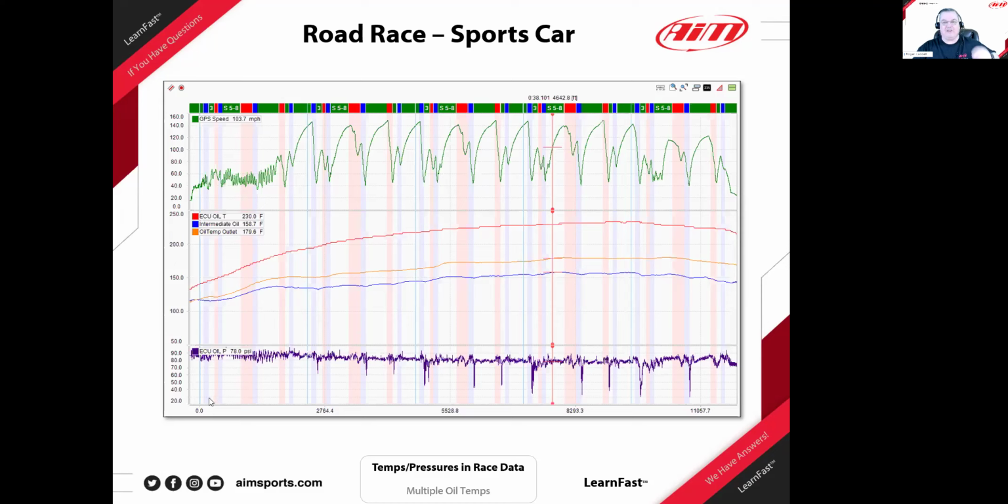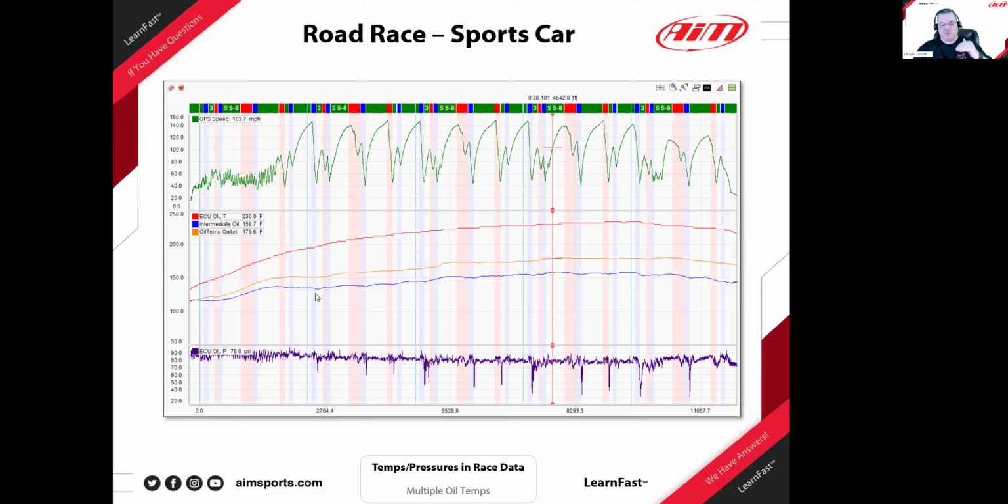And you can see how effective your coolers and different things are, where the oil is, and understand how things are working better. Do you need more air to that? Do you need a fan on it? Where is it cooling really effectively?